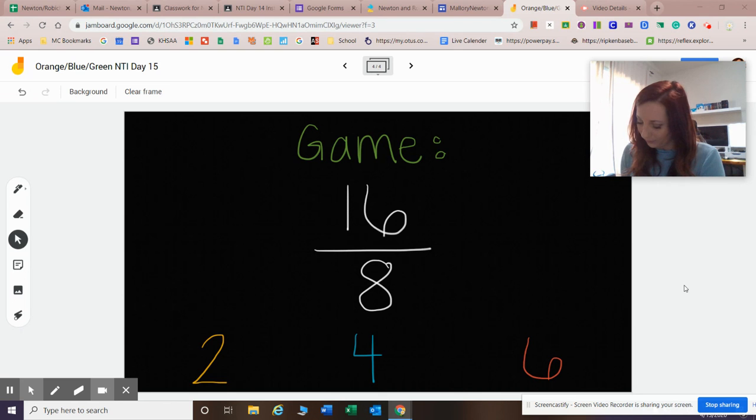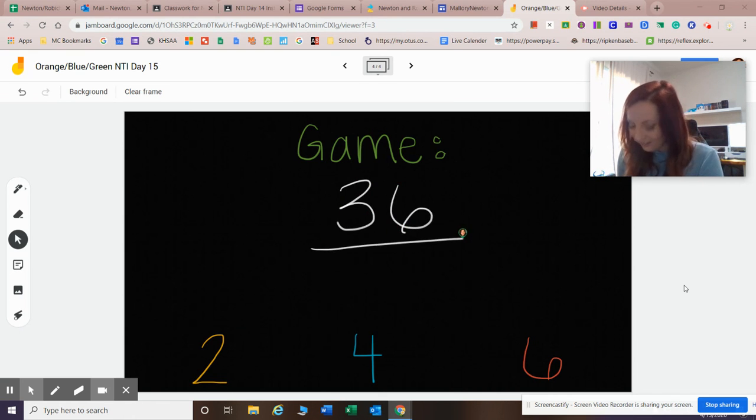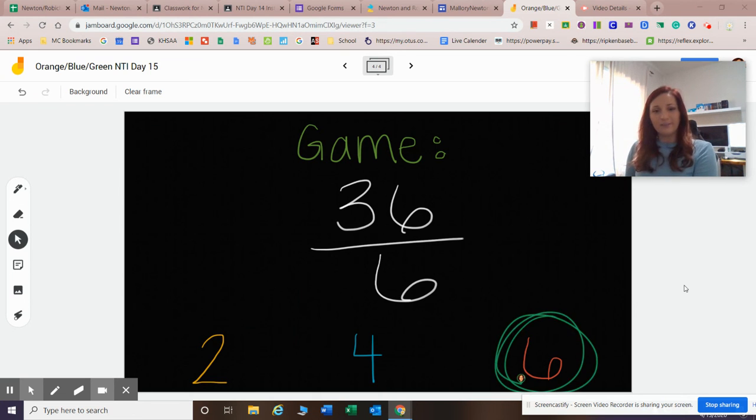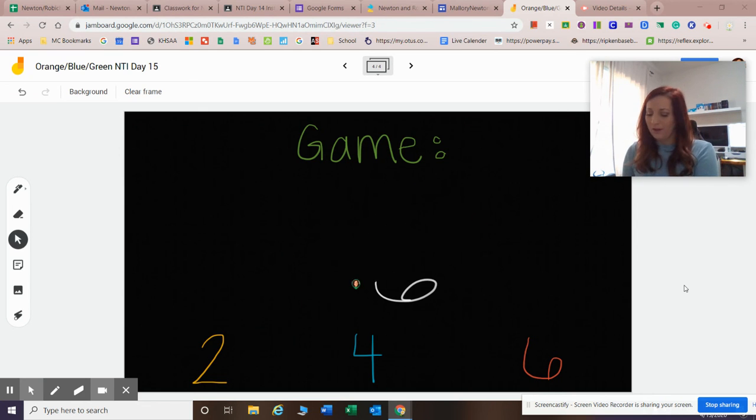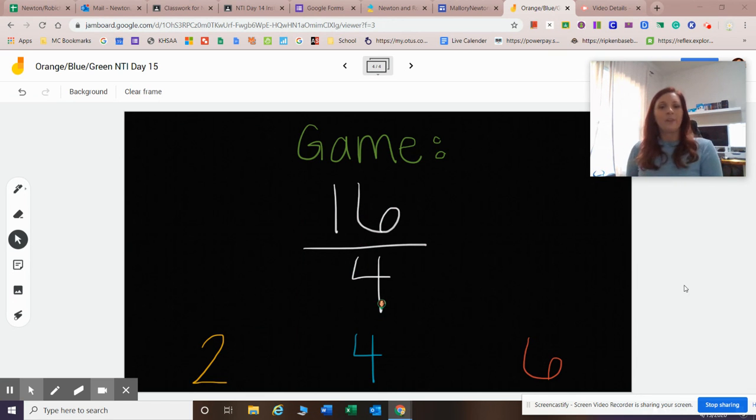We'll do 2 more examples. 36 sixths. Which whole number is that equivalent to? If you pointed to 6, you're correct. Last example. If you're getting all these right, you're going to do fantastic on the quiz. 16 fourths. Which whole number is that equivalent to? 2, 4, or 6? If you said 4, you're correct.